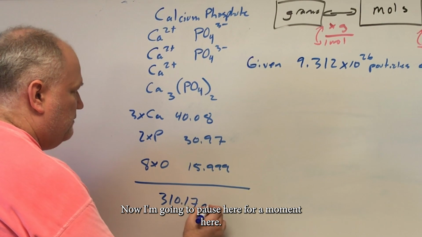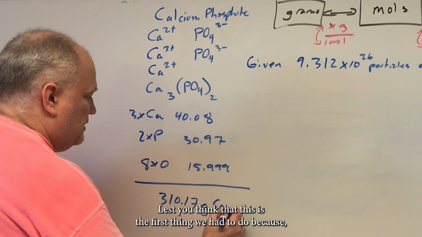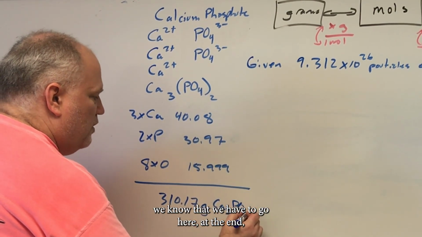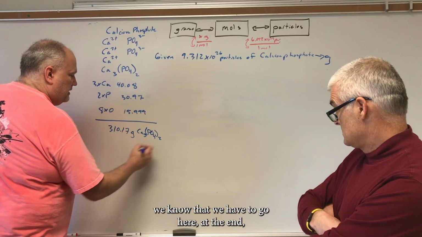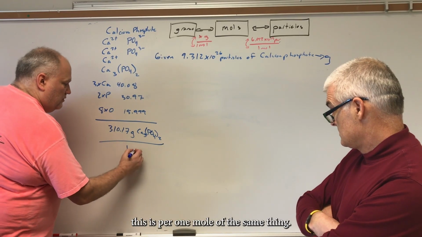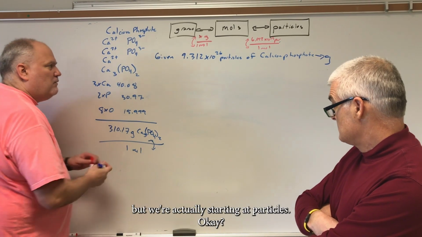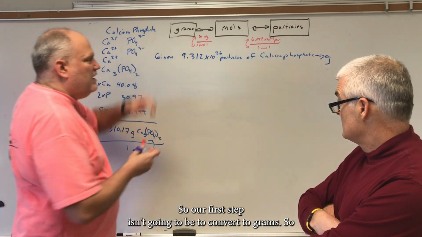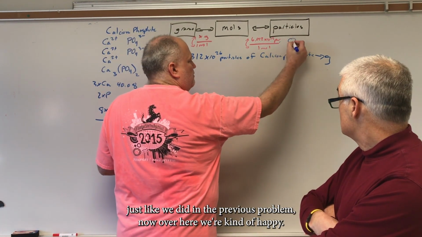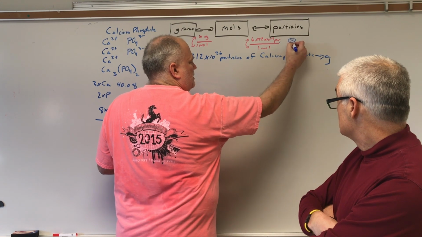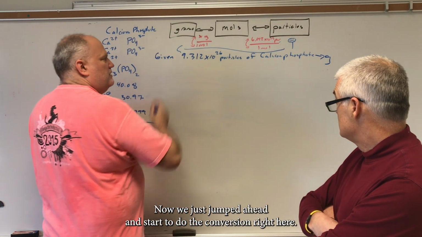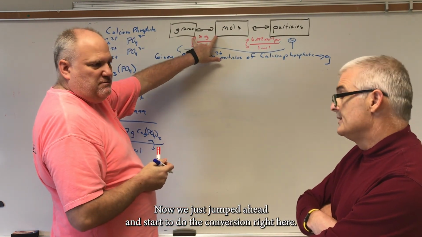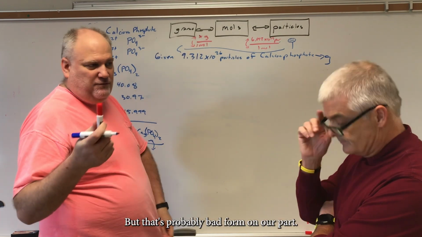Now, I'm going to pause here for a moment, lest you think that this was the first thing we had to do, because we know that we have to go here at the end. This is per 1 mole of the same thing. But we're actually starting at particles. So a good point, our first step isn't going to be to convert to grams. Just like we did in the previous problem, now we're over here, we're kind of happy, and we know that we have to go all the way over here. We just jumped ahead and started to do the conversion right here, but that's probably bad form on our part.